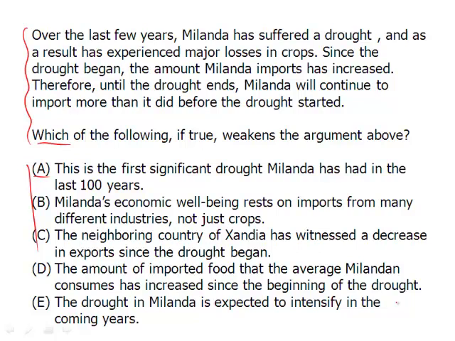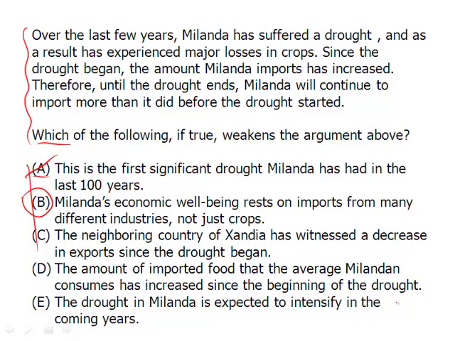Let's read A. This is the first significant drought Melanda has had in the last 100 years. Does this relate to this gap in the argument about something else possibly causing the imports to go up? And the answer is no, it is irrelevant, so we get rid of it. B, Melanda's economic well-being rests on imports from many different industries, not just crops. And you're going to say, hey, we just saw that was the Z, and that's the answer. And yes, that is the answer. But make sure you understand the logic of why that's the answer. Of course, that's the key to all of these paragraph argument questions.